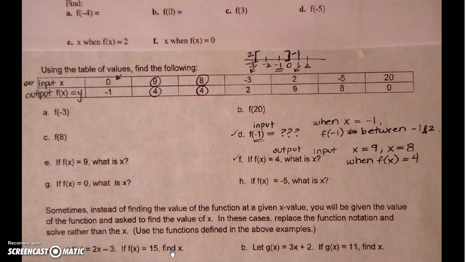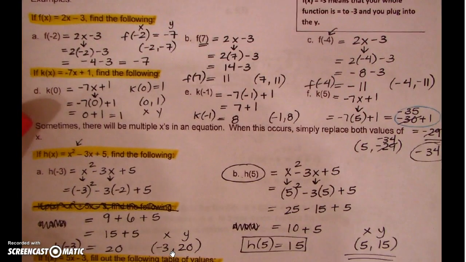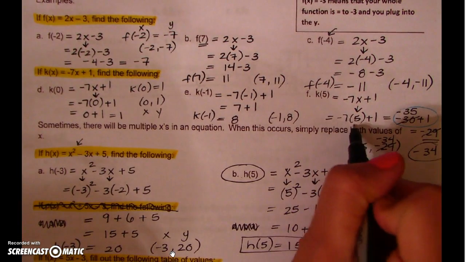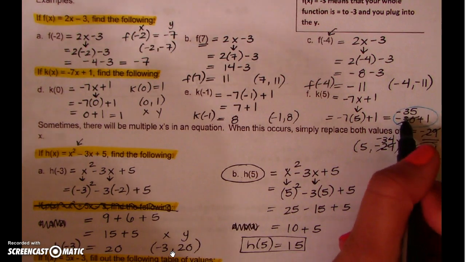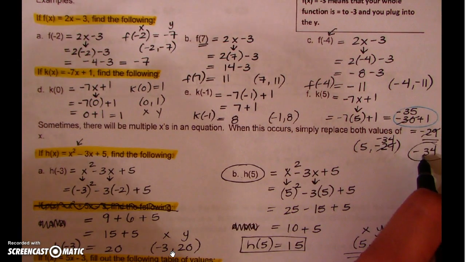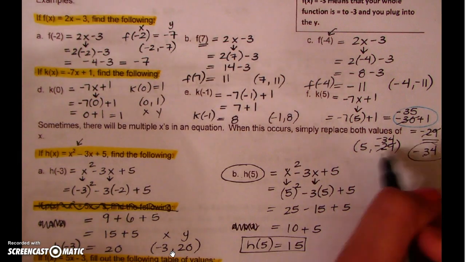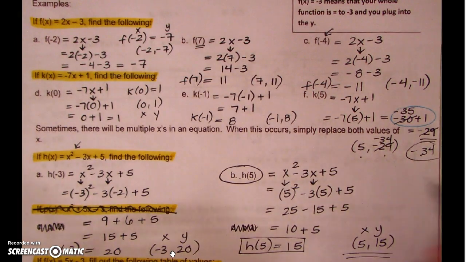I also made a mistake. I don't know if you guys caught it in the part 1 video. Do you know which problem that is that I made a mistake on? That's right, letter F. Apparently I don't know how to multiply. I don't know my times tables. -7 times 5 is not -30. It is actually -35. So go ahead and change that. -7 times 5 is -35. -35 plus 1 gives you -34. So your final answer is that when your input is 5, your output is -34.